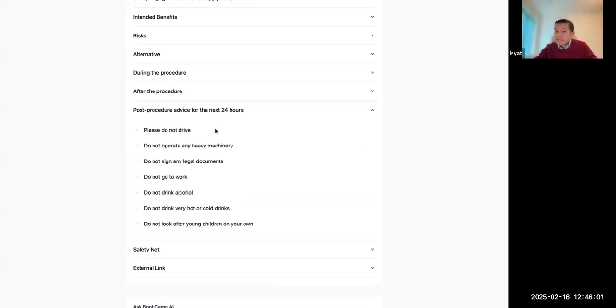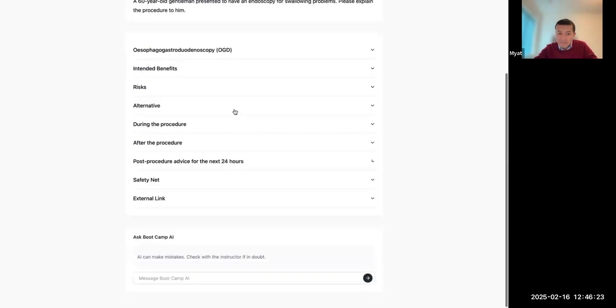Post-procedure advice, this is for sedation. Of course, with local throat spray, you don't need much. For the sedation, please do not drive for the next 24 hours. Do not operate heavy machinery. Do not sign any legal documents. Do not go to work. Do not drink alcohol. Do not drink very hot or very cold drinks. Do not look after young children on your own. This is the classic advice that we give for sedation patients.